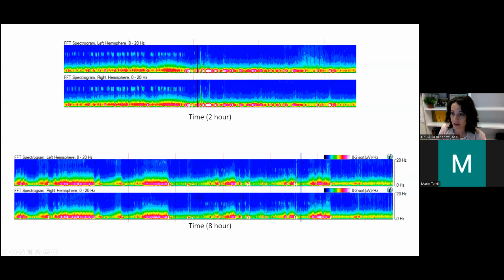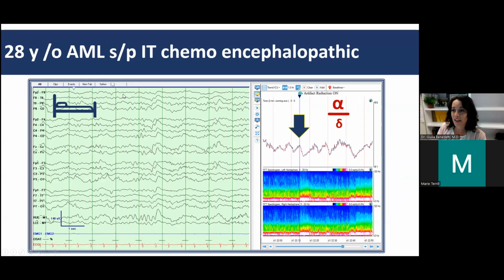So that's something reassuring. I have one adult example. This is a 28-year-old who got intrathecal chemotherapy and was encephalopathic, so went on EEG to screen for seizures. This is her while she's asleep, and this is her alpha-delta ratio trend.